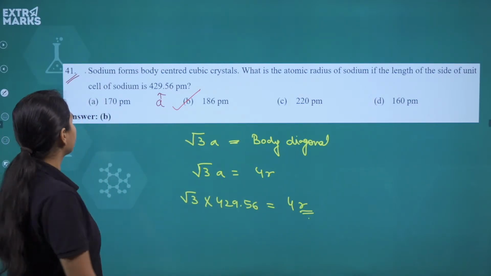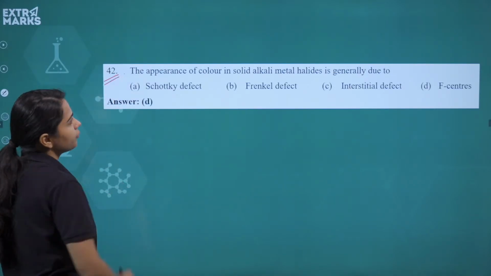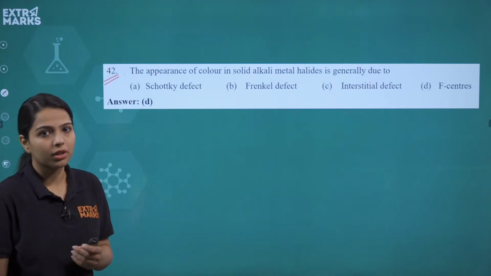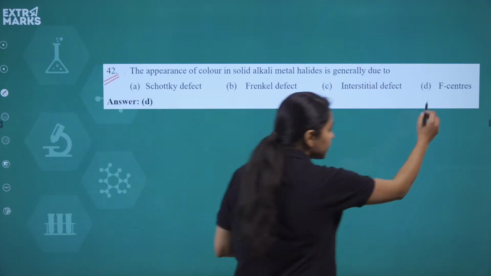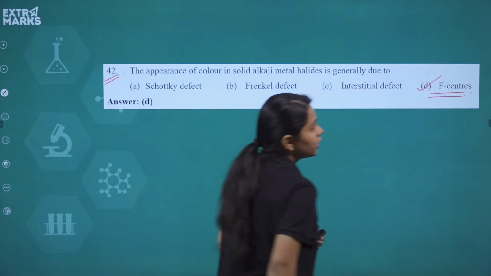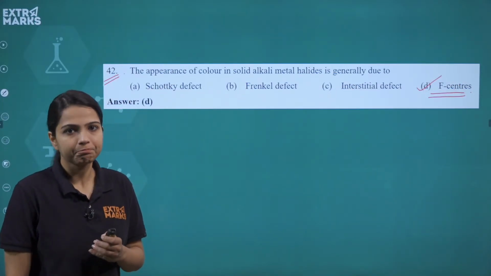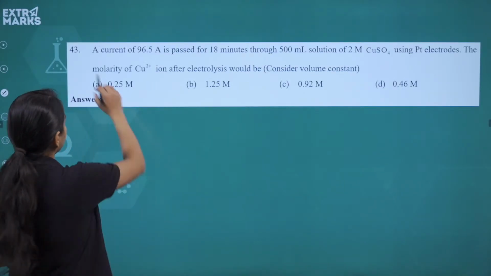Moving next, talking about the 42nd question. The appearance of color in solid alkali metal halides is generally due to what? So it is generally because of F centers, if you remember. F centers, which are also called Farbe, which is a German word meaning color. Okay.